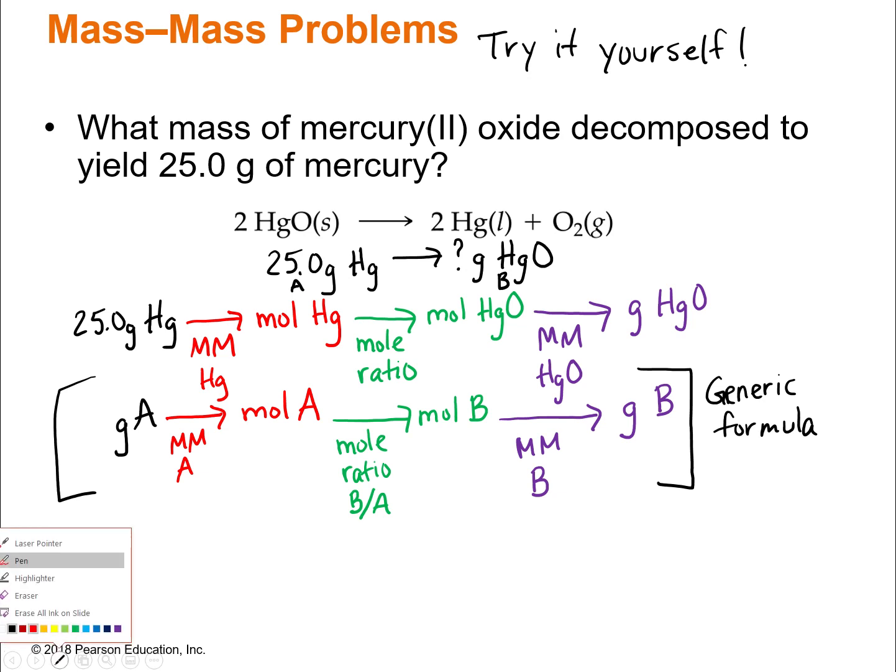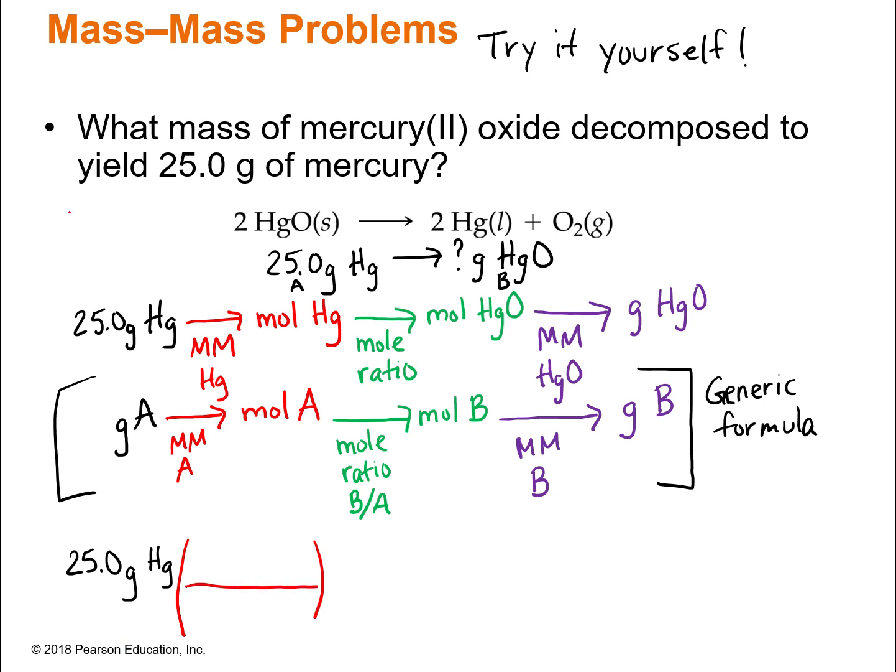So let's put some numbers to it. We're starting with 25 grams of mercury. We need to use a molar mass. Am I putting the grams in the molar mass on the top or the bottom? And the way that these unit factors are arranged, where the grams are, where moles of A, moles of B, it's always the same. The numbers just change.